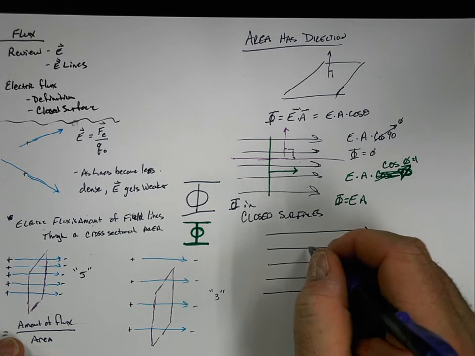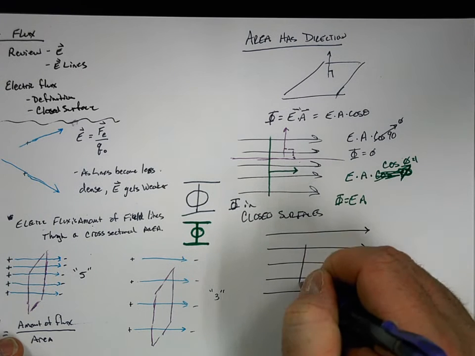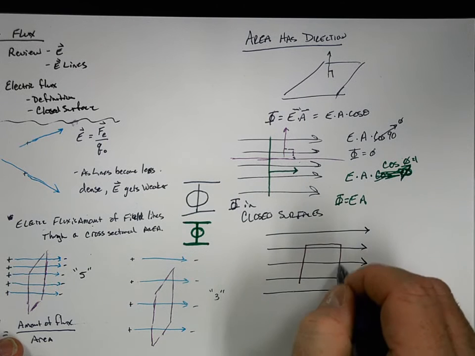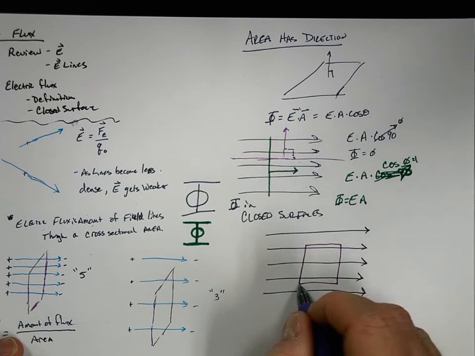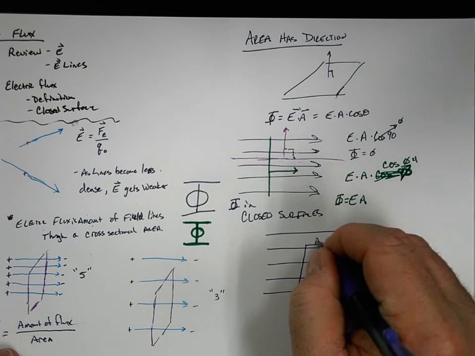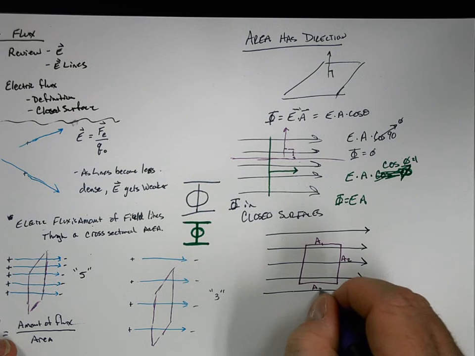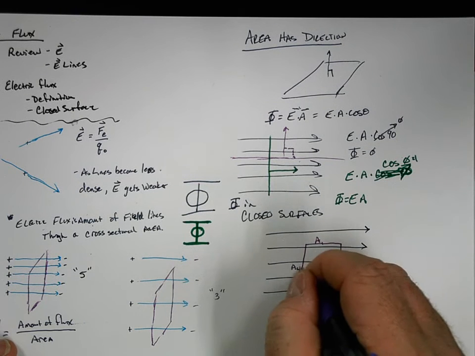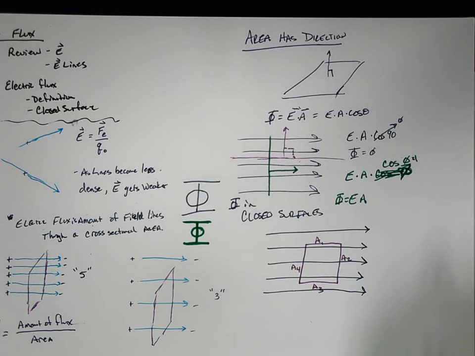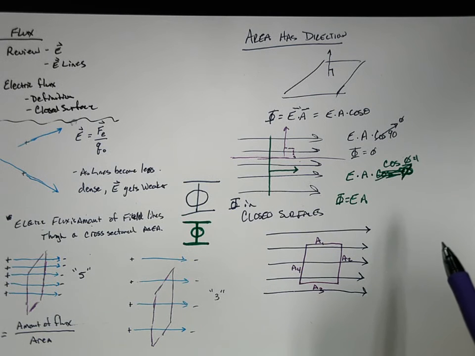Okay, so here's our closed surface. We have a box in our electric field, and we have an area on top. We'll call it area 1. Here's area 2, area 3, and area 4. Yeah? Okay, this is a box. Now, we have an electric field passing through the box, and we're going to pay attention to the flux that is passing through the box. Got it?